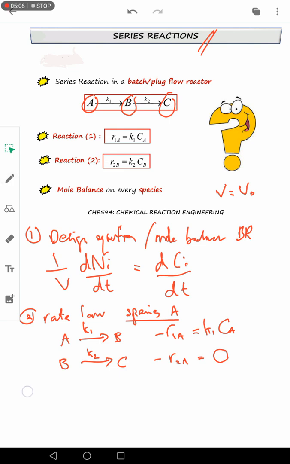So the next one is you need to combine the mole balance and rate law. Okay, you need to combine the first and second step. Sorry, saya patah balik sikit. First, you need to find the rA net. Meaning that the rA net is r1A plus r2A, so it's only K1 CA.